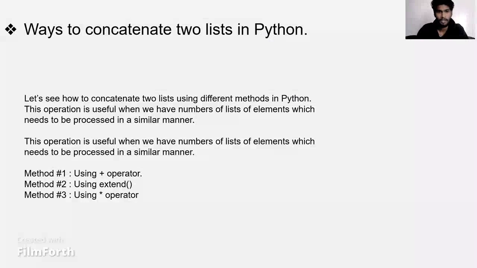Method first, we can concatenate using the plus operator, which is the easiest way to concatenate. Second method, using the extend method. The extend method is used to append and add the specified elements to a list. Third method, using the multiplication operator, which is the same as the plus operator. Also, we can use the extend method by using the extend function.